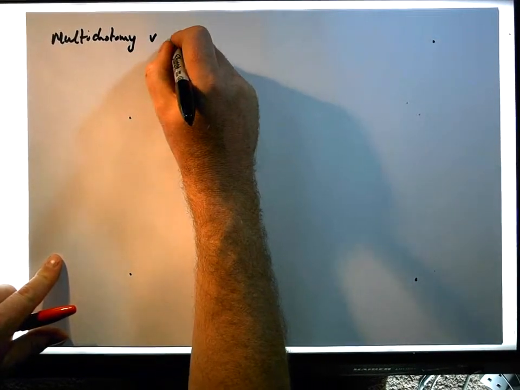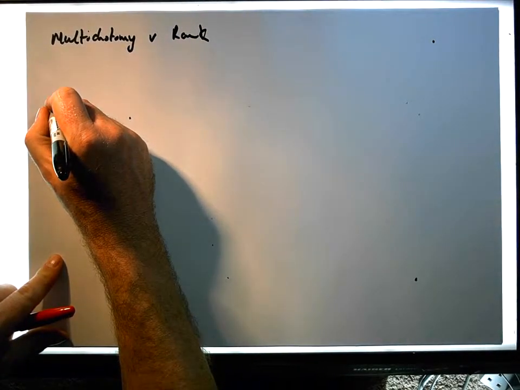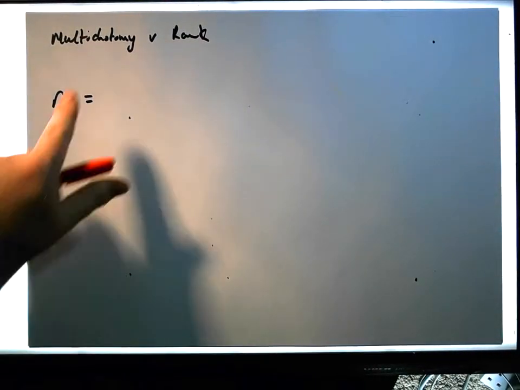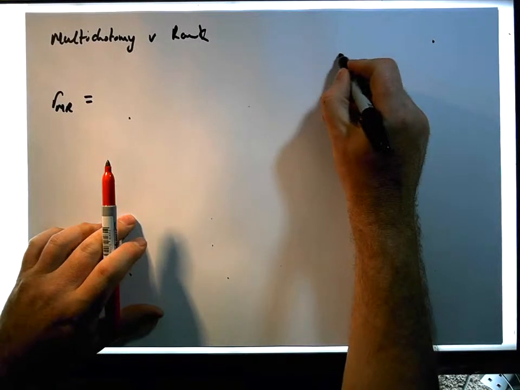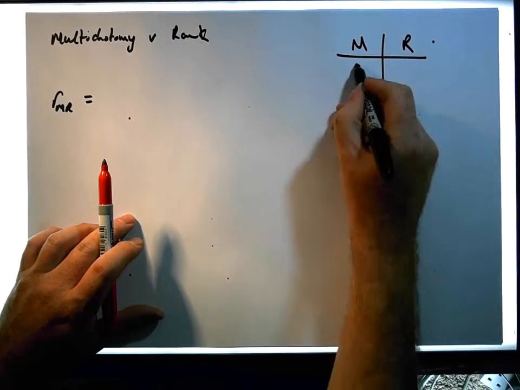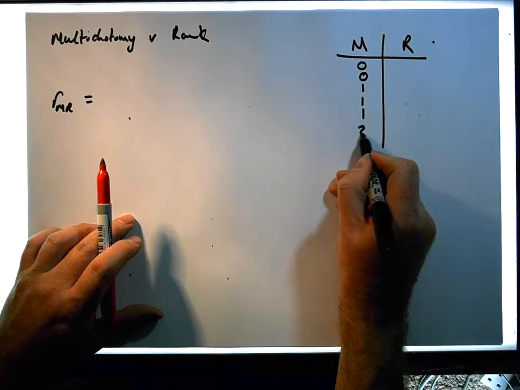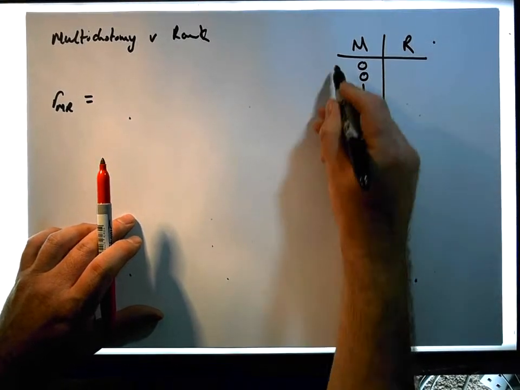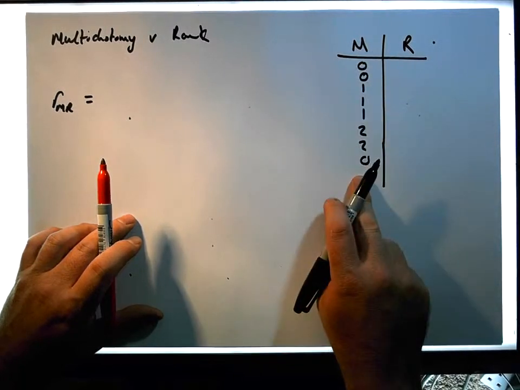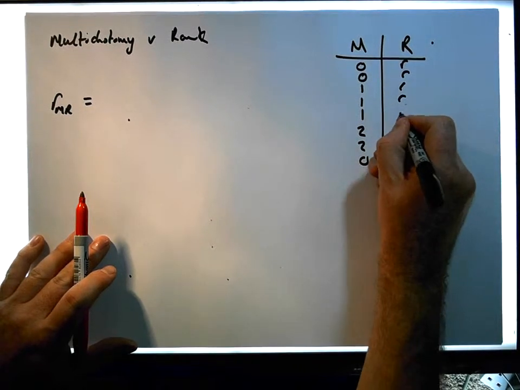So we have a multichotomy versus a ranked variable. The correlation now is MR, and just keep in mind, we have a multichotomy now. So we have our multichotomy and we have our ranked variable. So let's label these as 0, 0, 1, 1, 1, 2, 2, 0. We've got more than 2 levels in this particular variable. And then all of our ranks are going down here and so on.